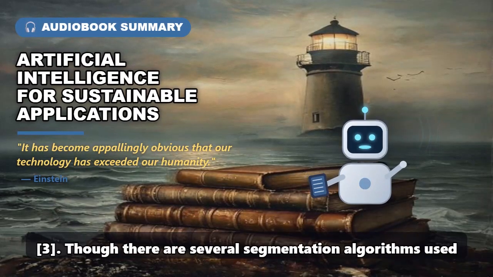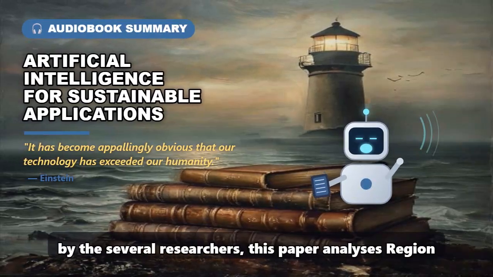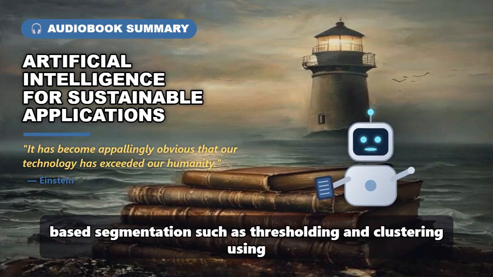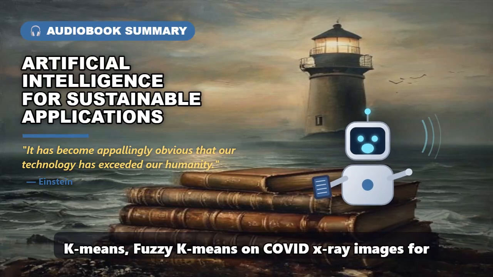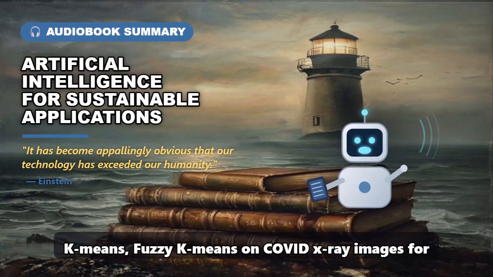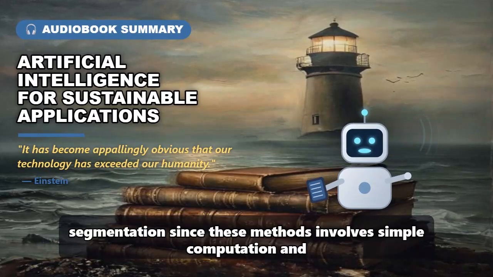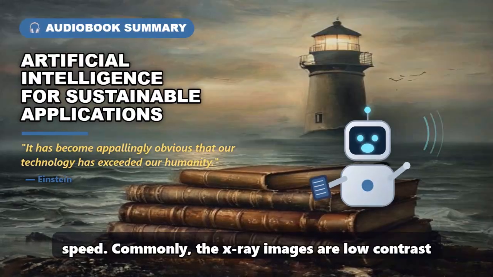3. Though there are several segmentation algorithms used by several researchers, this paper analyses region-based segmentation such as thresholding and clustering using k-means and fuzzy k-means on COVID X-ray images for segmentation, since these methods involve simple computation and speed. Commonly, X-ray images are low contrast.